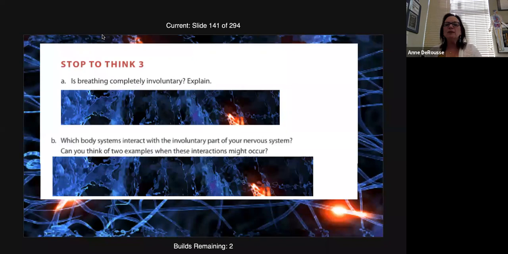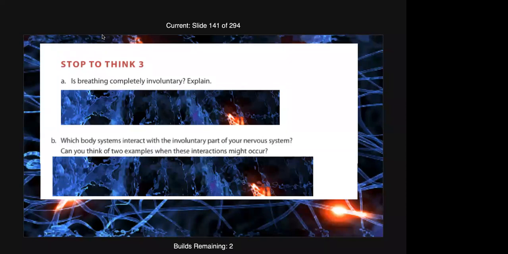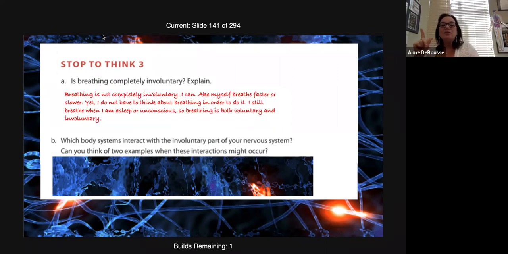Is breathing completely involuntary? What do you guys say about this? No. You said no, why? You can hold your breath. The other thing too is I can force myself to breathe faster. I can force myself to breathe slower. I can kind of do that. However, I don't necessarily have to think about breathing to do it. And I breathe when I'm asleep. I breathe even if I would be unconscious. So it's kind of both voluntary and involuntary.